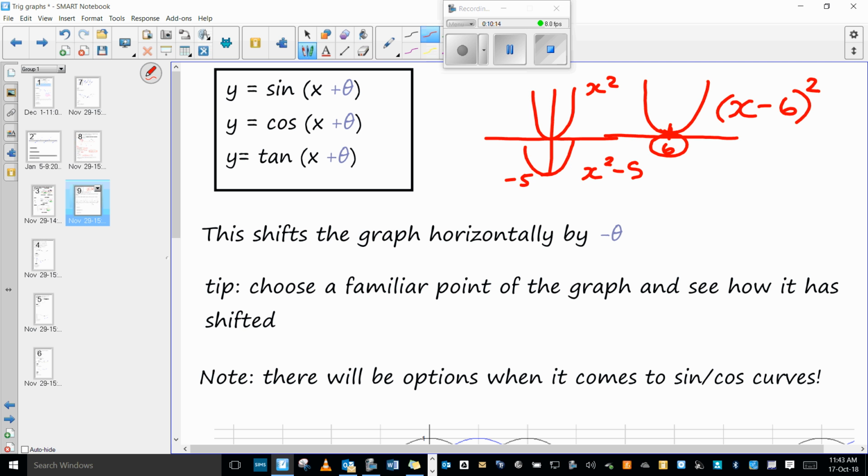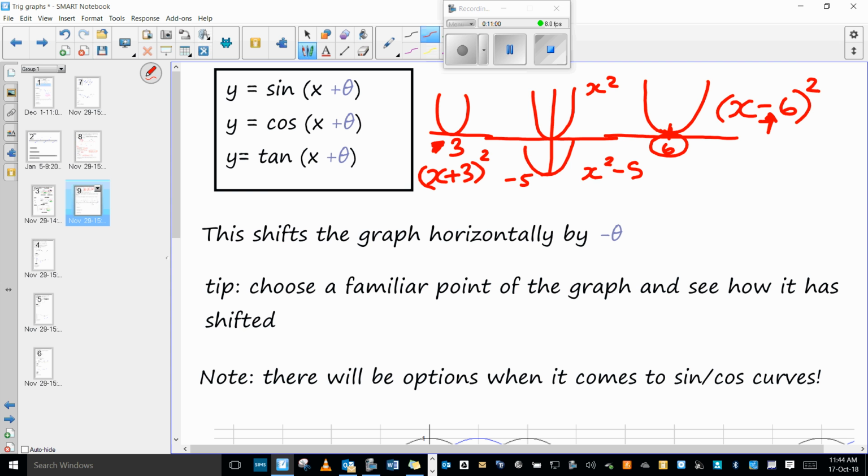Alright, so numbers that are stuck on the end, remember, shift them up and down. This number is inside the brackets and is being squared. So that means that our graph isn't going to shift up and down, it's going to shift left and right. And it goes in the opposite direction than we would imagine. So if we're going to +6, then in the bracket it will have a -6. So if I had a graph over here at -3, the equation of this graph would be x plus 3 all squared. Okay?